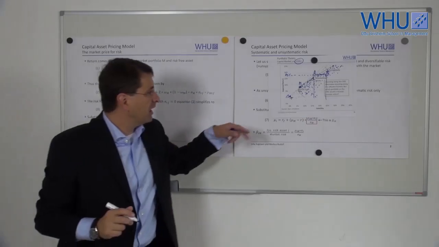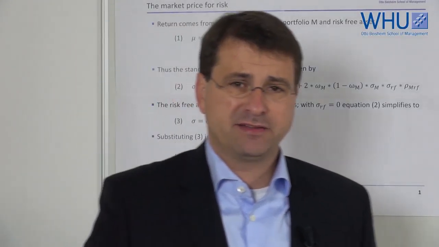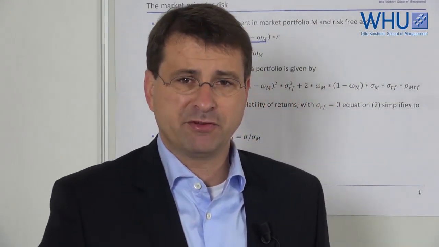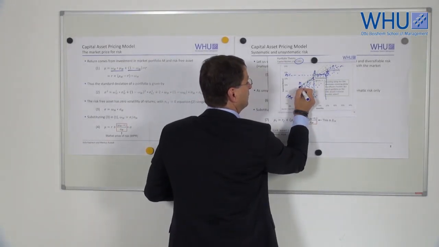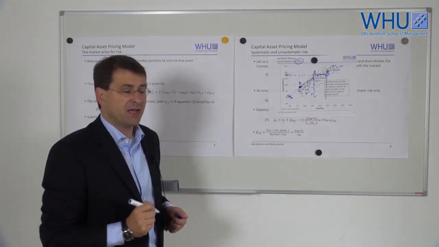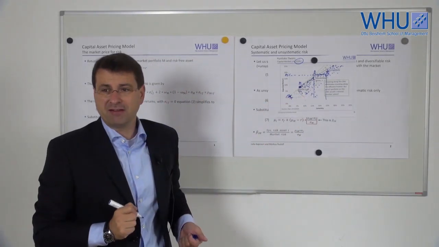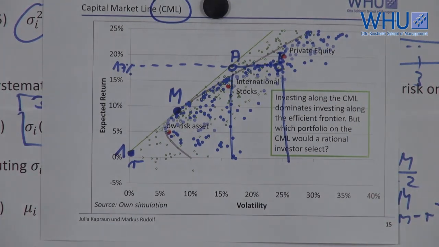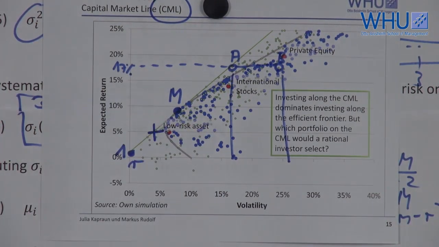So therefore, I can reach any point by simply reallocating Wm and 1 minus Wm. So for instance, if Wm equals 1, I would exactly reach that point. If Wm equals 0, I would exactly reach this point. If Wm is 50%, for instance, then I would reach this point, a point which is right in the middle between M and R.